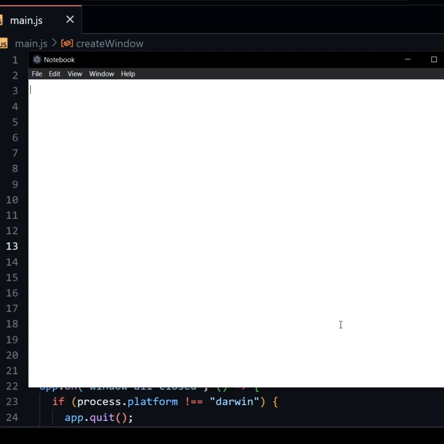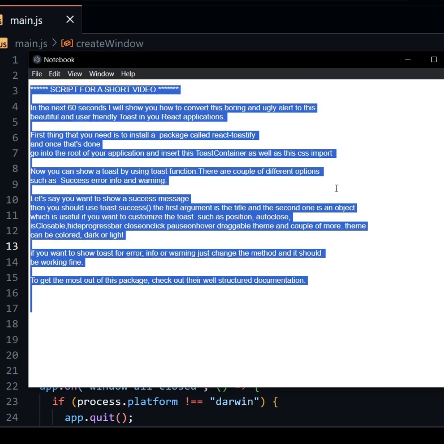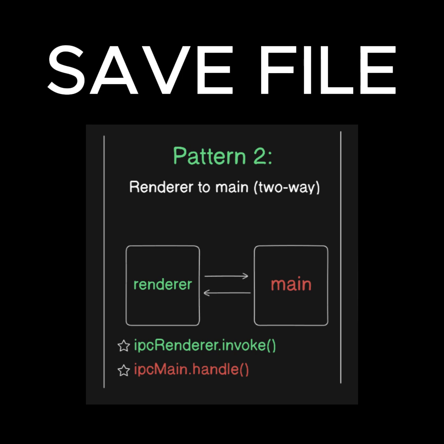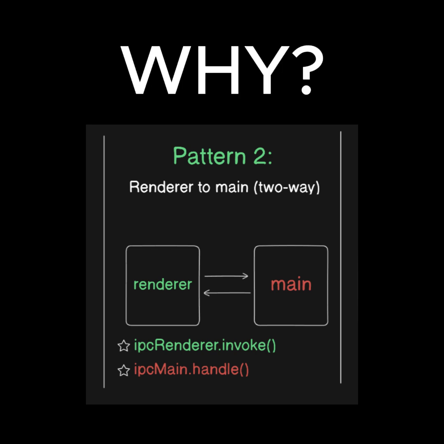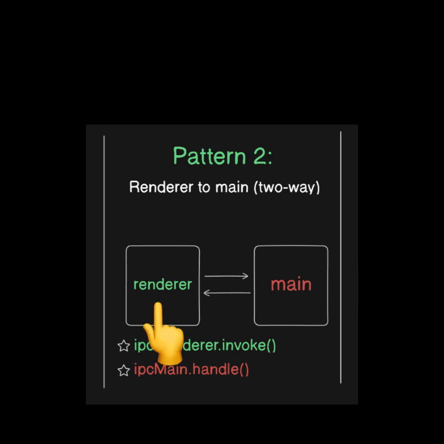With that out of the way, now it is time to add the save file logic. In this case, we'll be using pattern 2 for IPC, and here is why. When we press Ctrl+S, the renderer will say, "Hey main, can you save this file to the user's machine?" Main will save the file and then it will respond back with the path of the saved file.